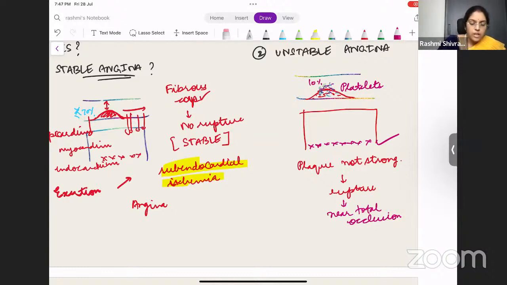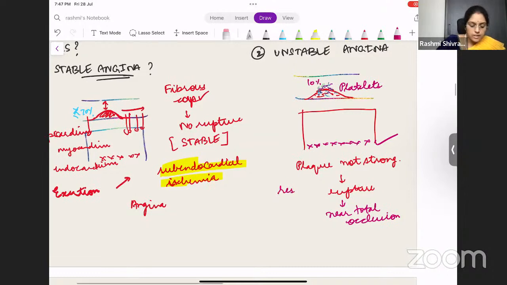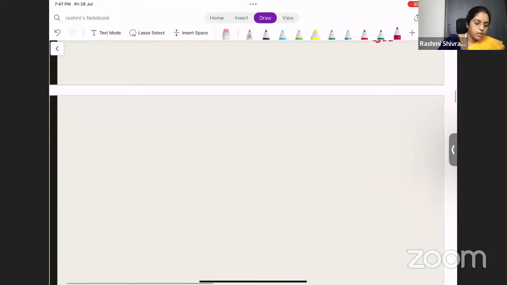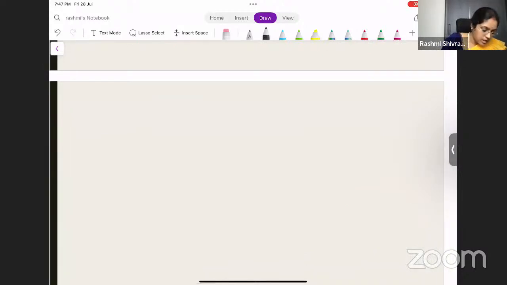So this patient will have angina at rest as well as on exertion. Okay. So next, having seen unstable angina, what is NSTEMI? NSTEMI is non-ST elevation MI. So what happens in this?